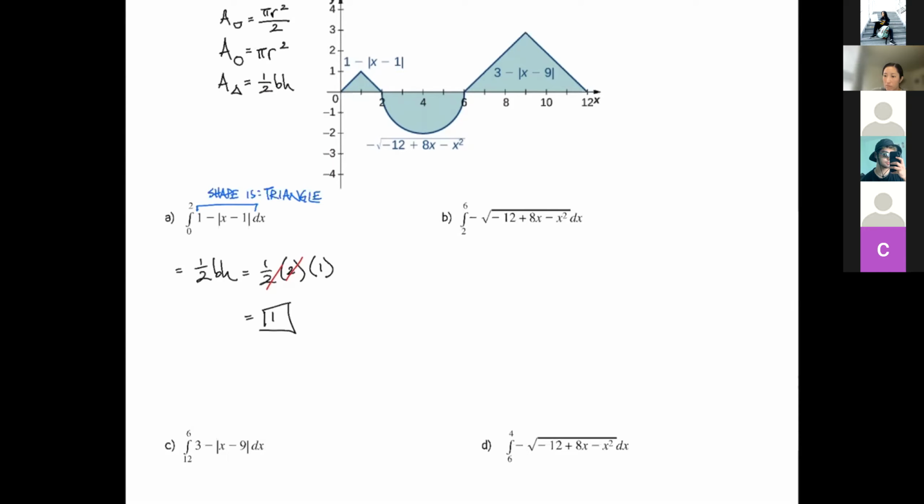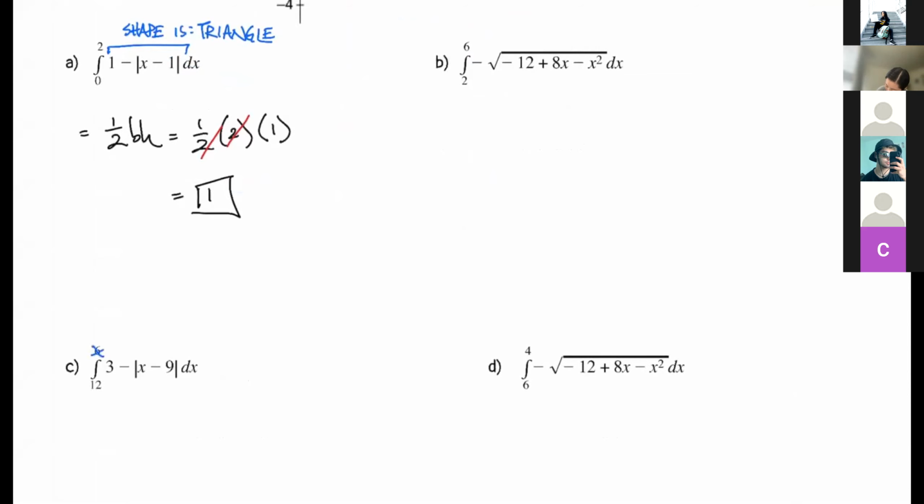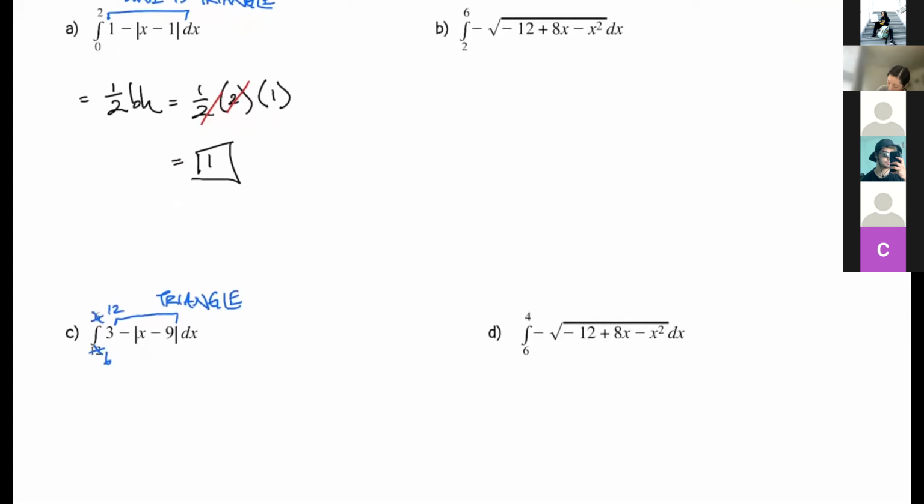Well, looking at C, I hope we notice that we are going from 12 to 6. Actually, that should be the other way around. My apologies, 12 to 6. Okay. I hope we are able to recognize here that this, again, is a triangle. And so we reach back into our toolkit of triangle area formulas, 1/2 base times height.